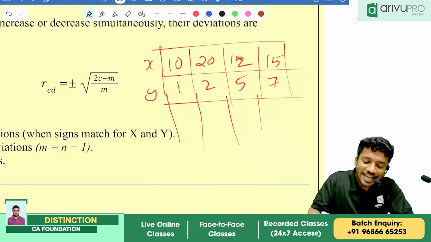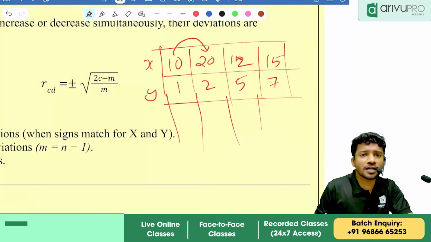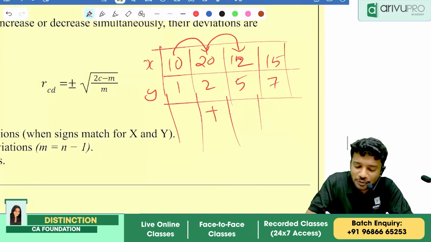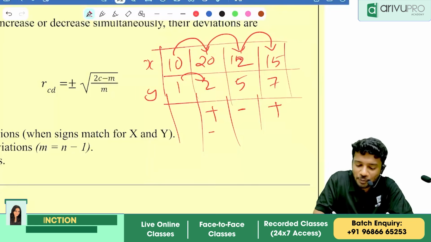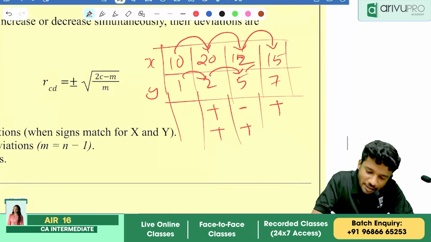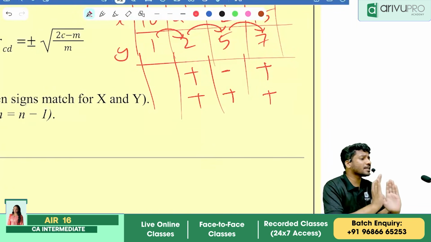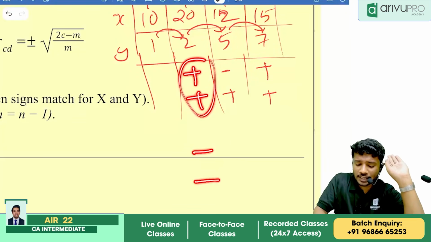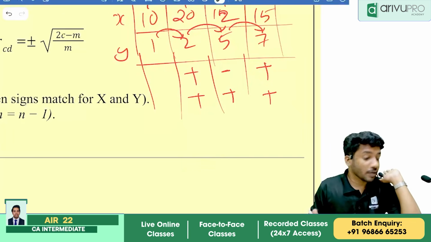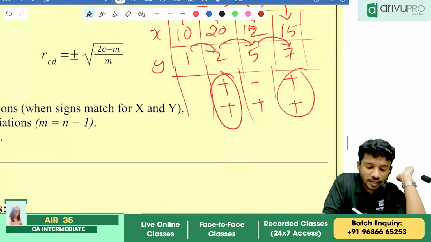Now, people, X became 20. Is there an increase or a decrease? Increase. 20 became 12. Decrease. 12 became 15. Increase. 1 became 2. Plus. 2 became 5. Plus. 5 became 7. Plus. Now, people, we are going to find how many concurrent deviations there are. Concurrent deviation means plus plus or minus minus happening at the same time. Look here, how many concurrent deviations are there? 1, 2. So the number of concurrent deviations C is equal to 2.